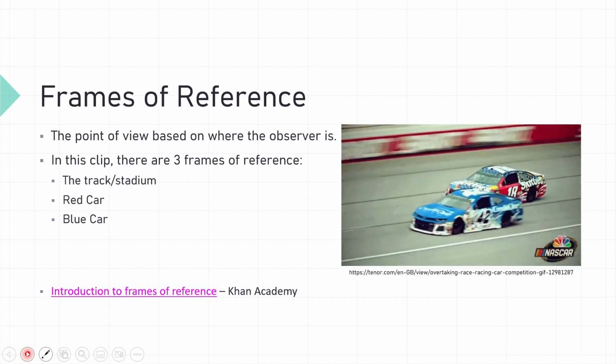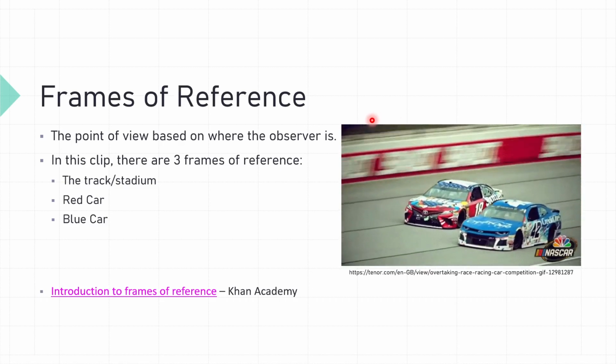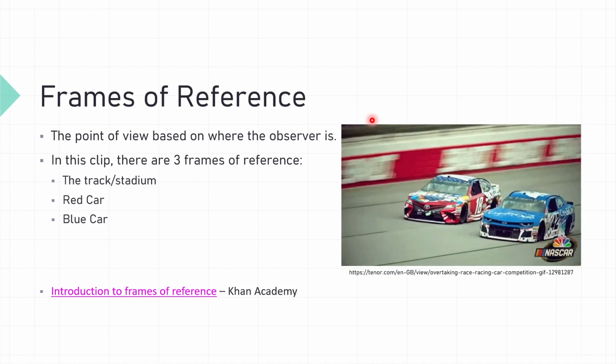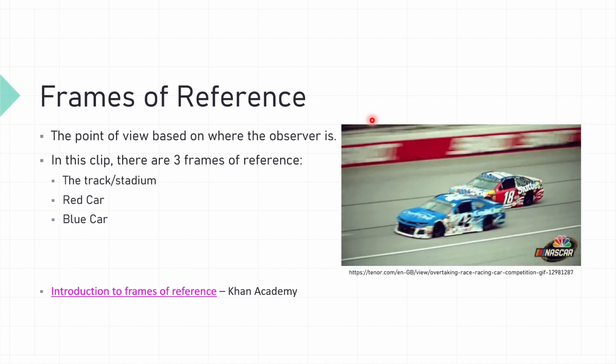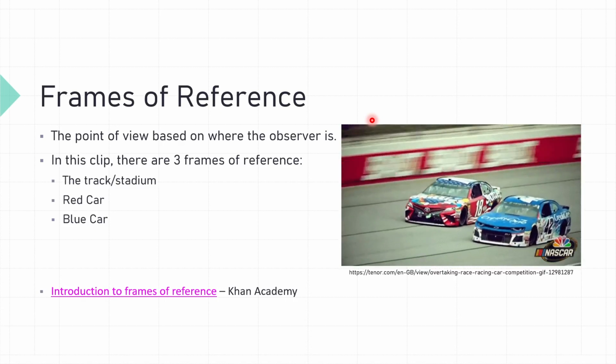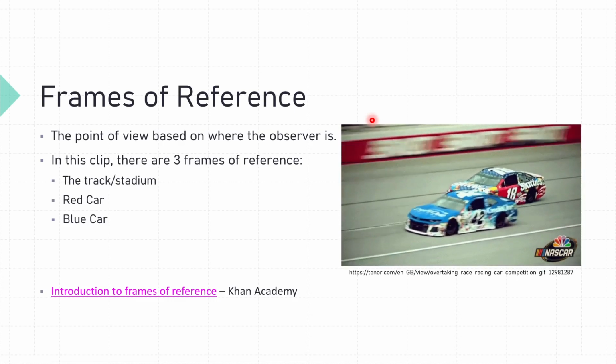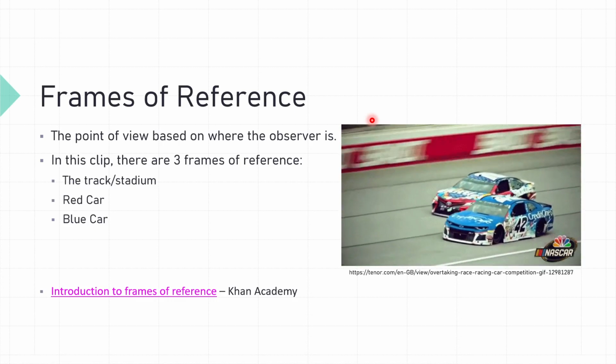The first one is the frame of reference of being in the stadium. So imagine that you're sitting in the stands watching these two cars. You can observe the motion of both the blue and the red car racing. From here, we can take measurements, describe things like the displacement of the vehicle, the speed of the vehicle, the velocity of the vehicle, how it accelerates, etc.